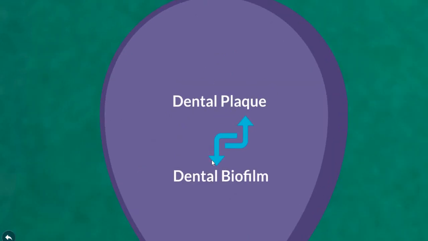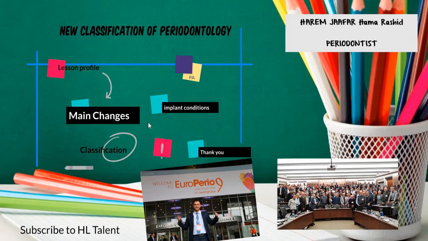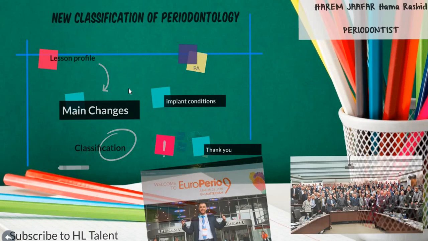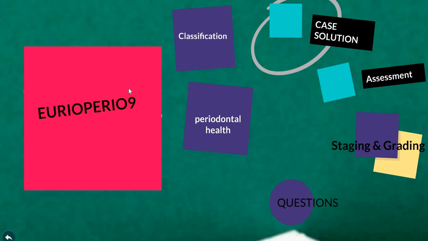Dental plaque changed to dental biofilm. These are the main changes in the term and in the concept of the classification. So, let us come to the Euro-Perio 9. What happened there during changing the classification?